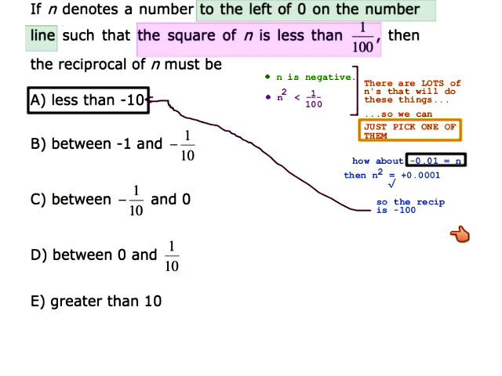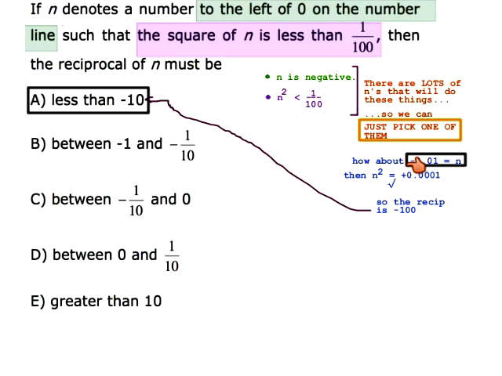Cool. Are there any other questions about this problem? Okay.